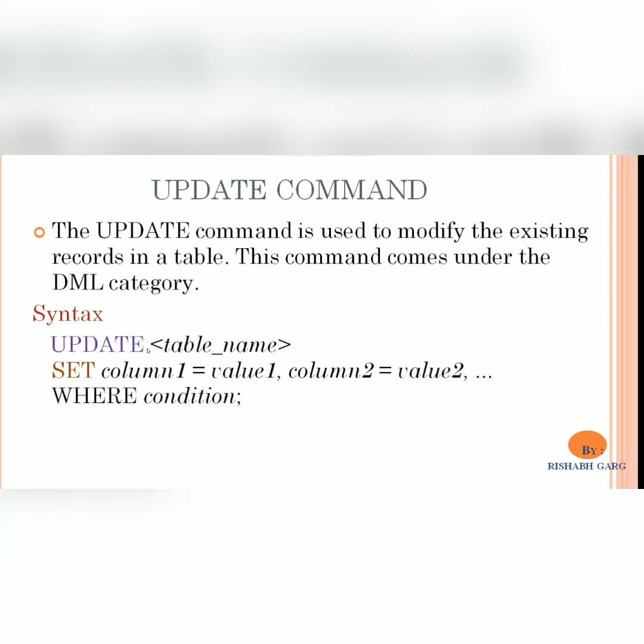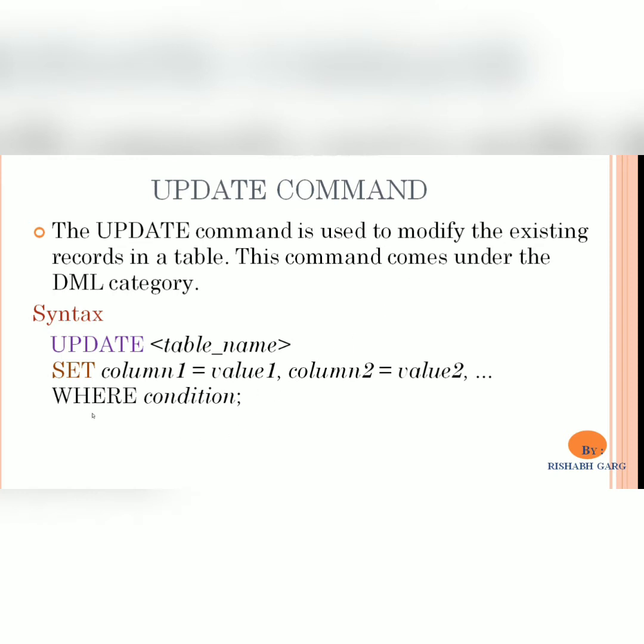First, we will write the update command. Then after, we will write the table name. After that, we will use the set keyword. After that, we will write the column's name along with the values in which we want to modify a record. After that, if required, we will use the where clause along with the condition, and at last we will use the semicolon.